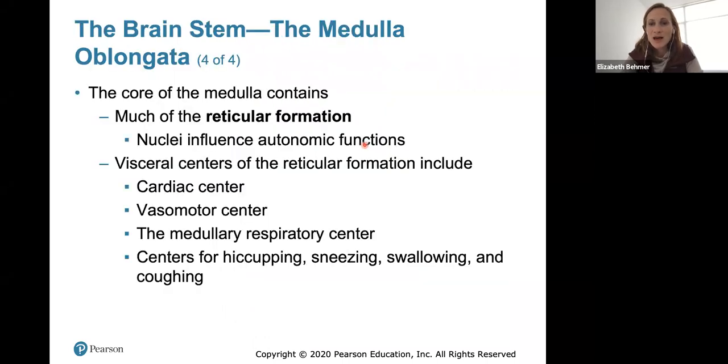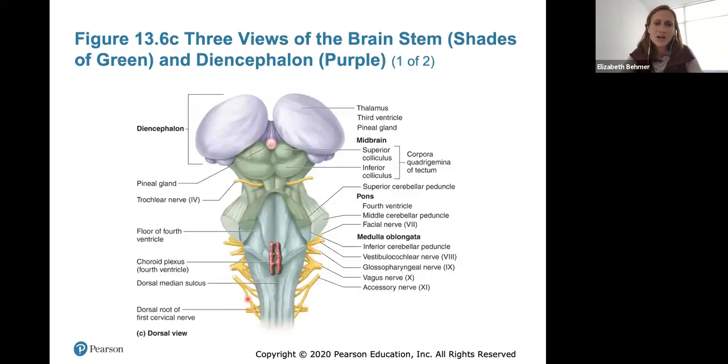The core of the medulla contains the reticular formation, which contains some nuclei of autonomic functions. There are visceral centers, which is where your cardiac center, vasomotor center, and medullary respiratory center are. This is where you have a center for hiccuping, sneezing, swallowing, and coughing.